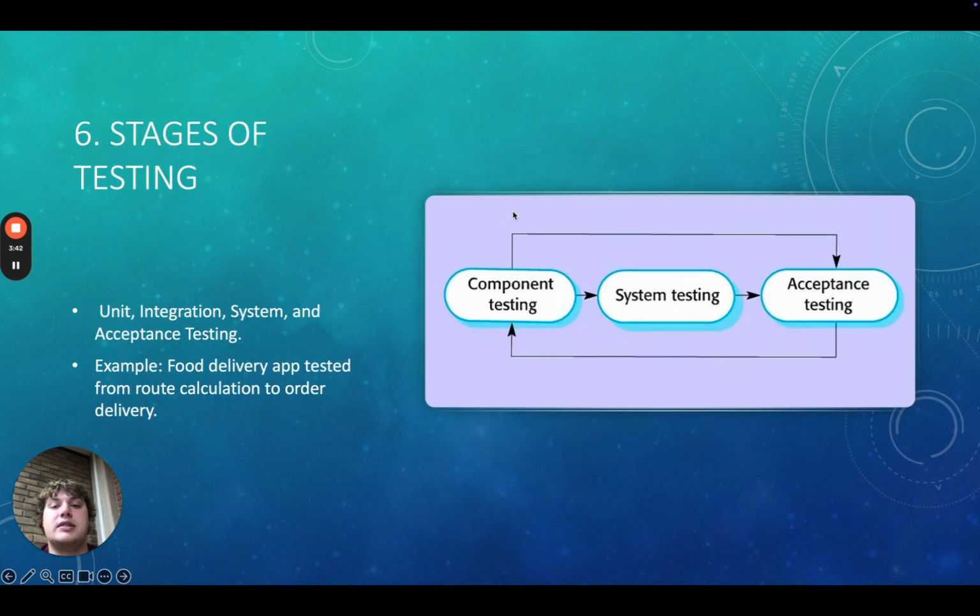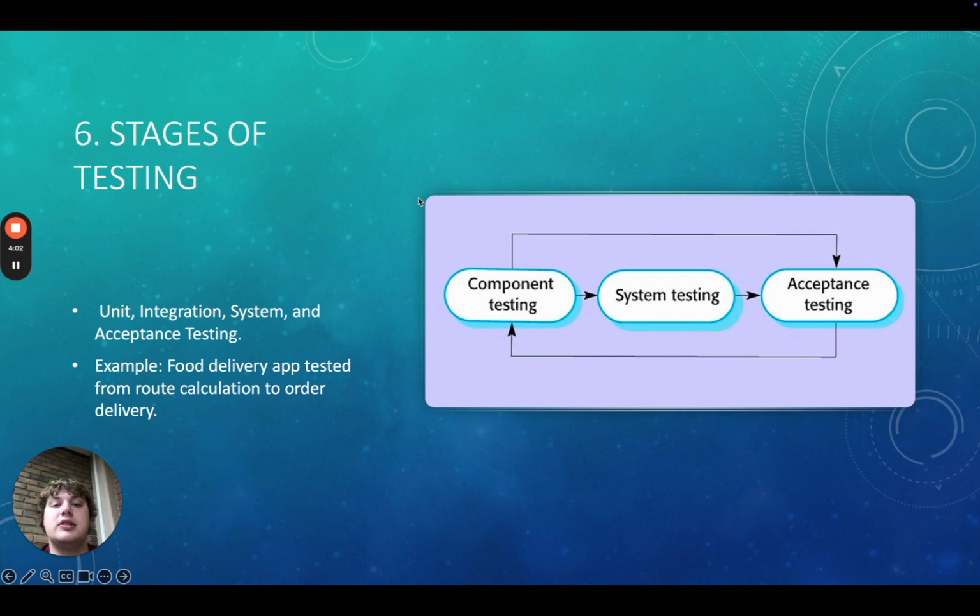The stages of testing. Testing ensures quality and reliability. The stages include unit testing, testing individual modules or functions; integration testing, ensuring modules work together; system testing, verifying the entire system's functionality; and acceptance testing, ensuring the software meets users' expectations.